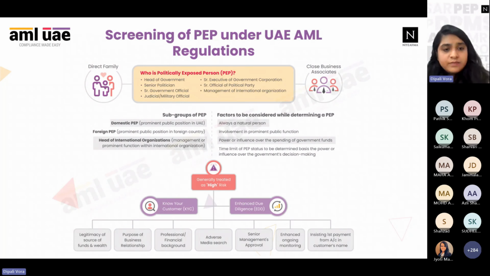Adverse media verification. Now, whenever we are onboarding a high risk customer, we need senior management's approval. Once we have onboarded that person, there has to be regular monitoring of that particular customer's profile as well as the transactions that they enter into. Also, we have to make sure that the first payment must come from their own account, which is in their own name basically.